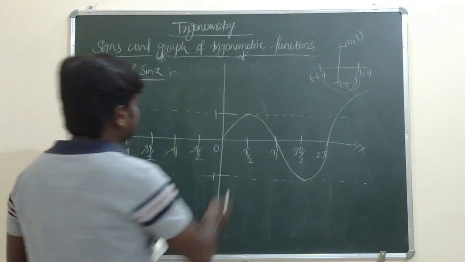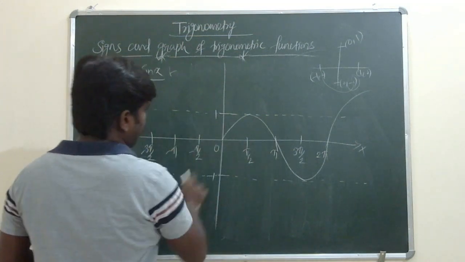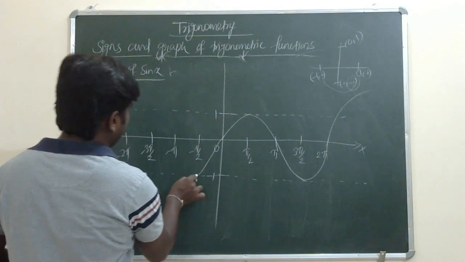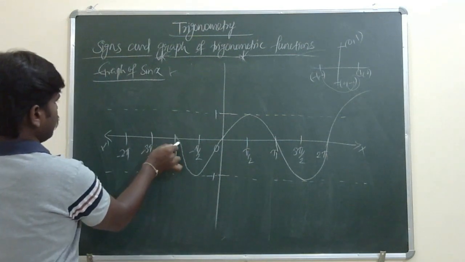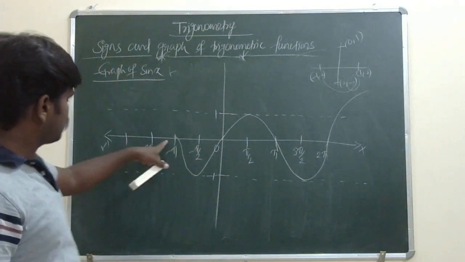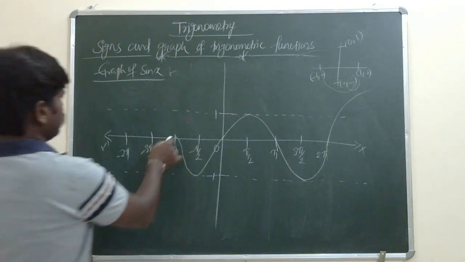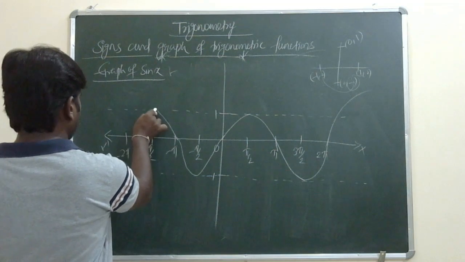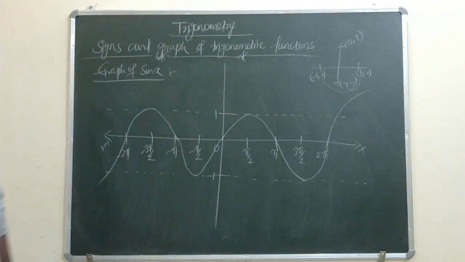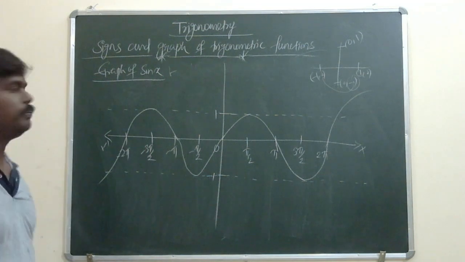So here, at minus pi by 2, it will increase, and next again it will decrease, and at this point it will attain 0, and next here it will increase, and next it will decrease. Okay, so this is the graph of the sine.